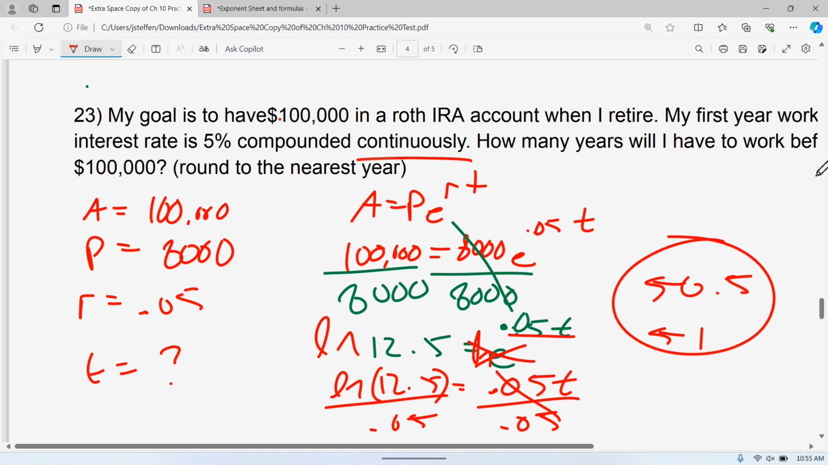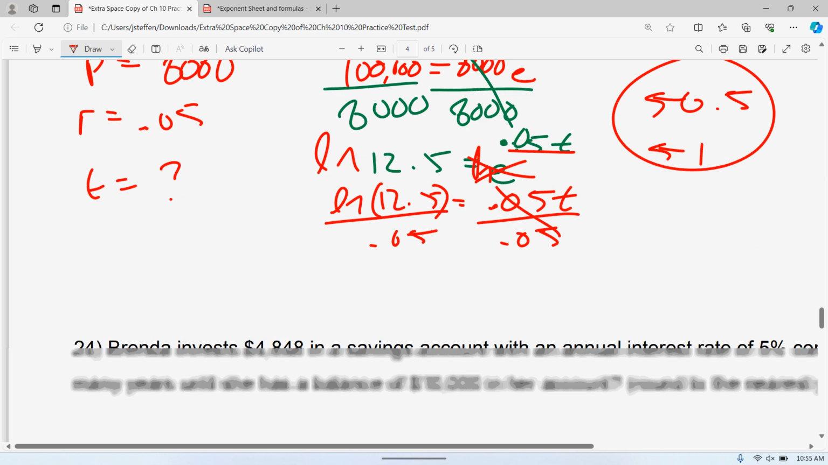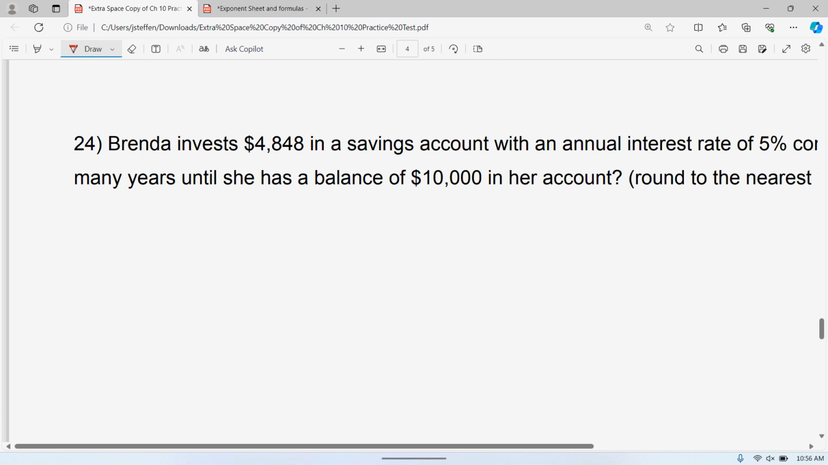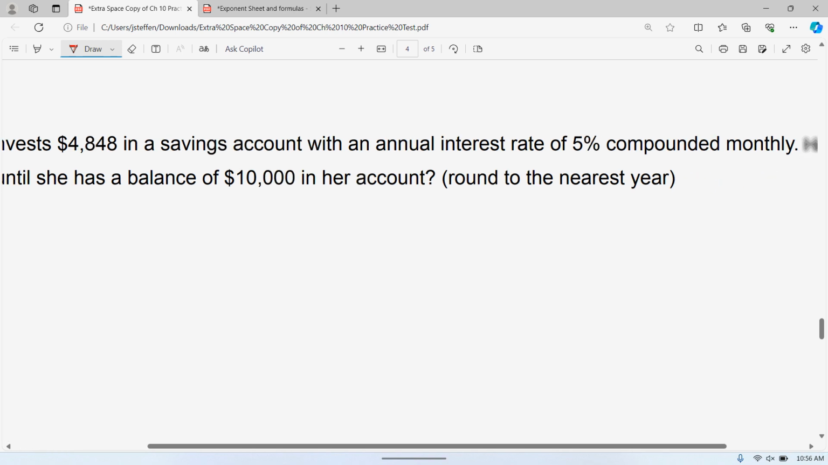Next one. Brent has $4,848 in the savings account. Blah blah blah, compounded monthly. So now, if it's monthly, we're doing something different. Now we're using this equation.